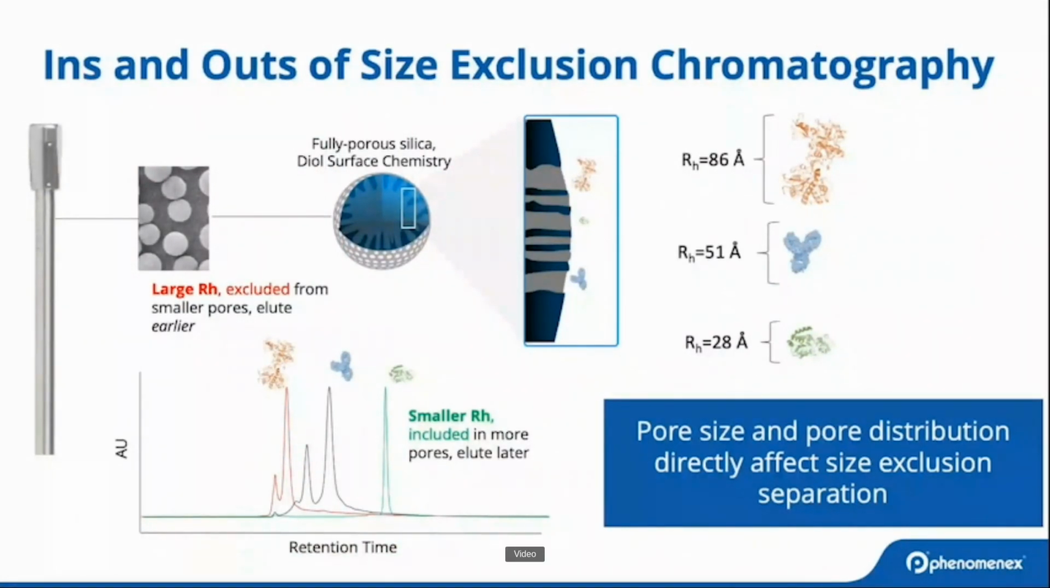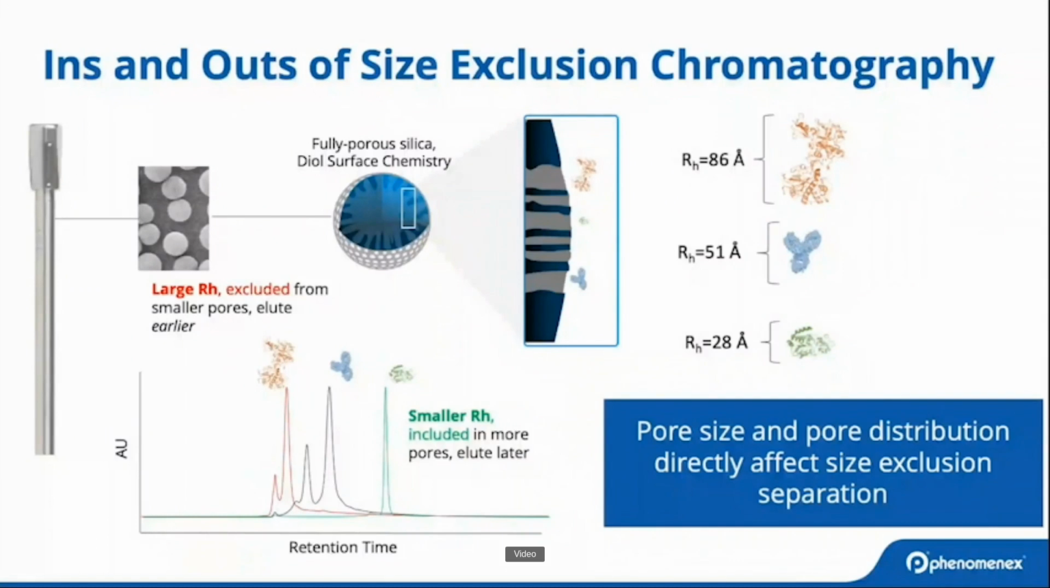To understand the role of potential secondary interactions, I wanted to talk about the material science and surface chemistry of size exclusion columns. These columns are primarily fully porous silica, and size exclusion is a non-adsorptive separation. Now, because silica particles are inherently acidic, they're bonded with a diol stationary phase to minimize electrostatic interactions with any basic regions that you'll get on your protein.